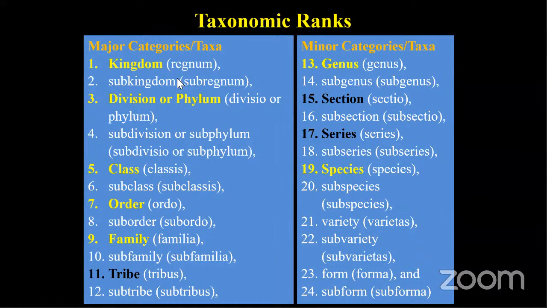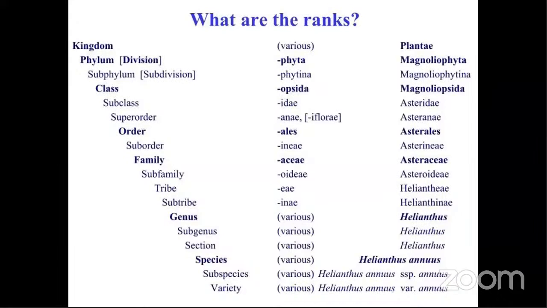And all these categories might be subdivided by subdivisions. Say, for example, kingdom, subkingdom, division, subdivision, class, subclass, order, suborder, family, subfamily, tribe, subtribe, genus, subgenus, section, subsection, series, subseries, species, subspecies, variety, subvariety, form, subform. So there are 24 categories given by the ICN. And these major categories have specific endings, while minor categories do not. So what are the specific endings, and how are they included within these categories?